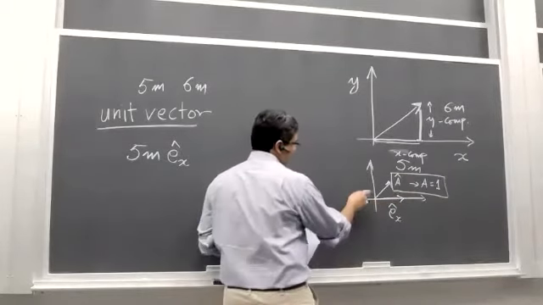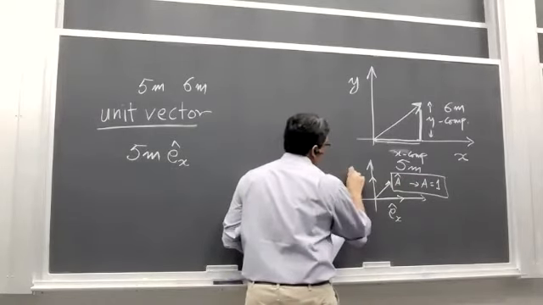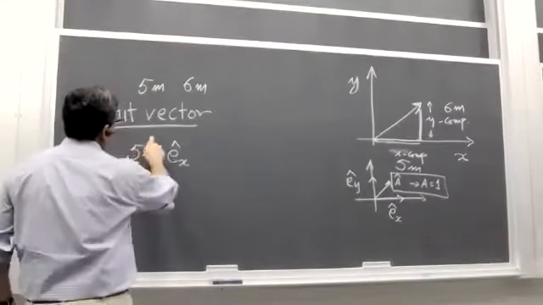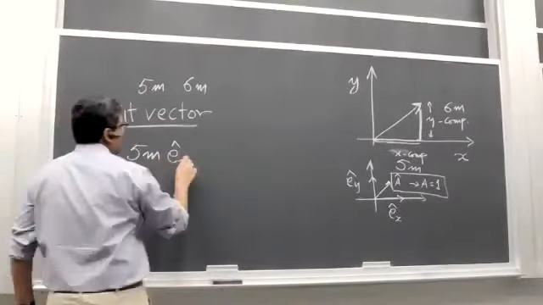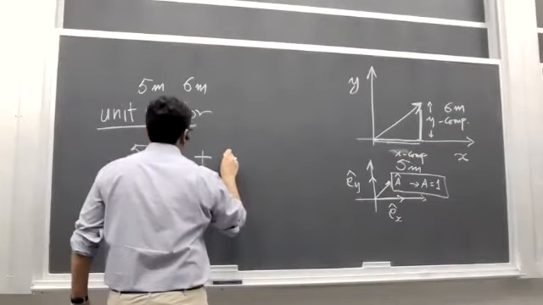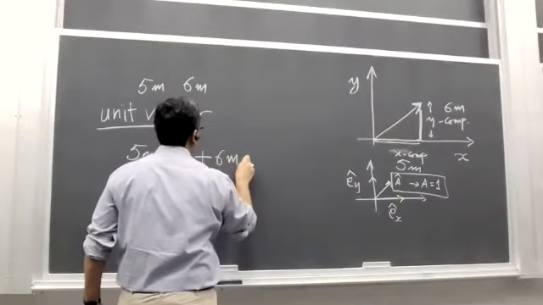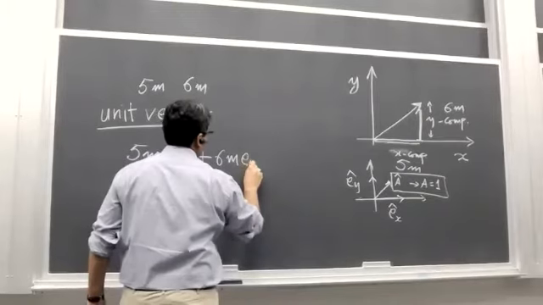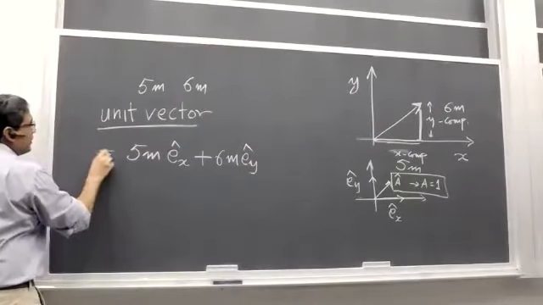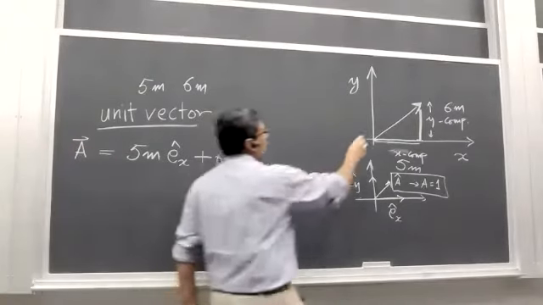In a similar way, we can have a unit vector in y-axis. And now if I write this vector, 5 meters Ex plus 6 meters Ey, okay, and equals a vector that we have here, this vector A.